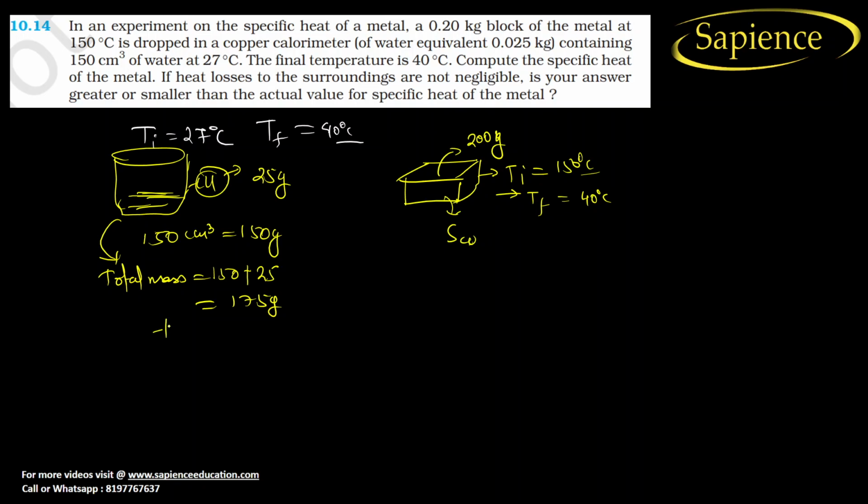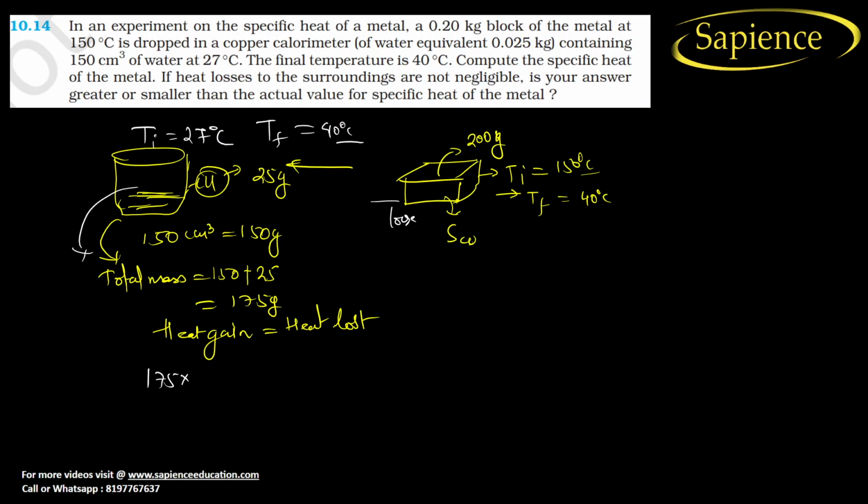Basically, we note that heat gain is equal to heat lost. The calorimeter will gain the heat and the block will lose the heat. So the heat gained by this bucket is, taking the mass in gram on both sides so that it cancels out, 175 into the specific heat of the water. Specific heat of the water, have they given it or not?